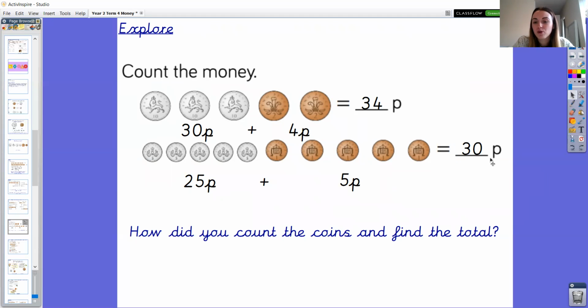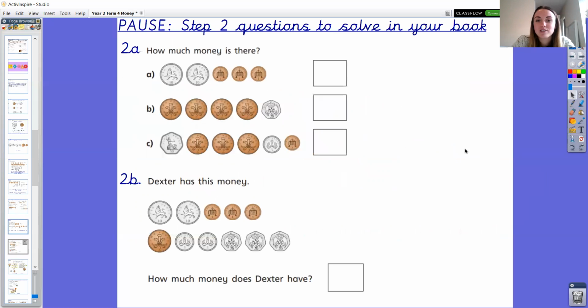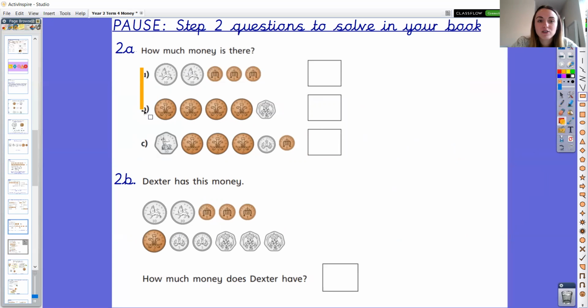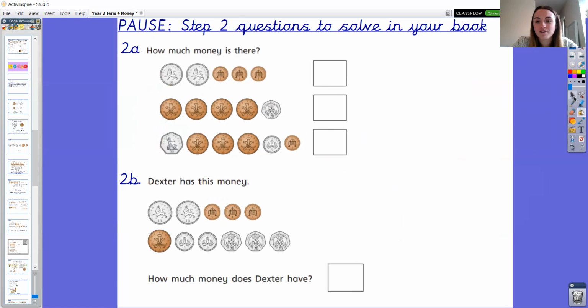How did you count the coins and find the total? Please pause the video here to discuss. Well done, Year 2. Okay, so on your screen now, you can see the step 2 questions. So please pause the video here to solve these questions. I'm just going to remove the ABC to not confuse you. Brilliant. Well done, Year 2. I'm so proud of you for flying high. Okay, so we're going to move on to exploring step 3 together now.